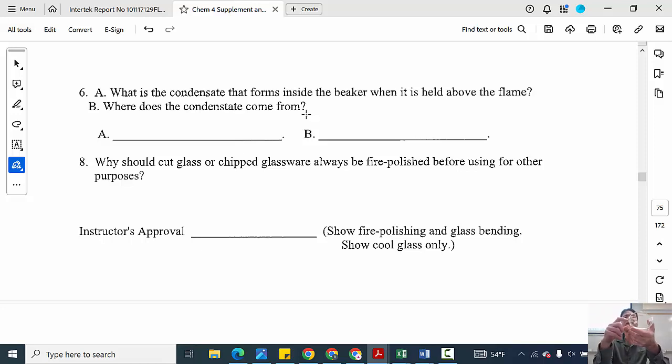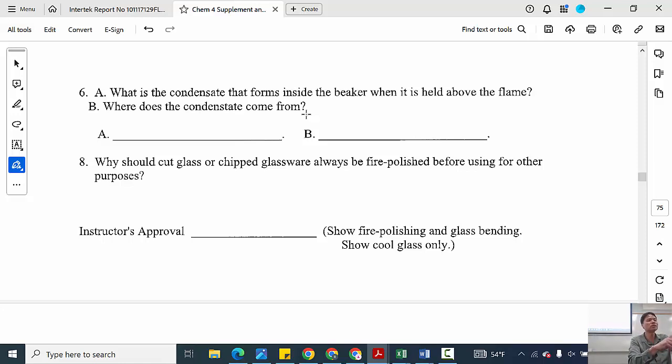But let's say if there's a chip or a crack, we normally throw it away. But let's say it's just a small chip, but there's a sharp edge. What we do is we put it in the burner, on the hottest part of the flame. What's the hottest part of the flame? The tip of the cone, and we wait. Eventually the glass softens. As the glass softens, it's going to dull the edge. And that's called fire polishing.